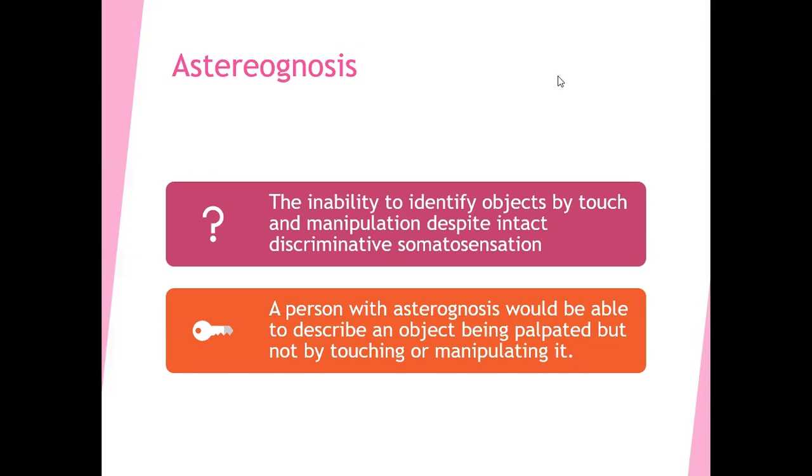Astereognosis, we talked about, is the inability to identify objects by touch and manipulation, despite intact discriminative somatosensation. So the signal's getting there, you just can't process it. A person with astereognosis would be able to describe the object being palpated, but not identify it by touching or manipulating it. With the little picture of the key here, they could say it's small, it's pointy on one end and round on the other, feels pretty rigid, but they wouldn't be able to tell you what it was, because the secondary somatosensory cortex cannot hook it up with your memories of what a key is.